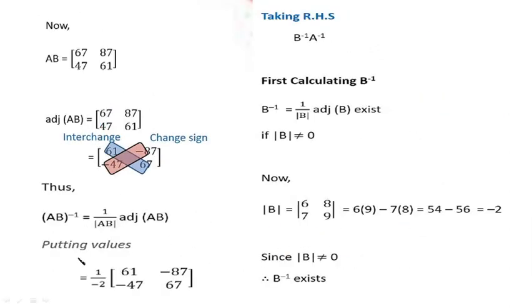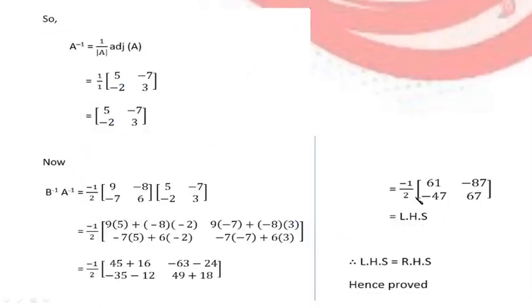Left hand side was this. AB whole inverse is equal to 1 upon minus 2, 61 minus 87 minus 47 and 67. And now what we are getting, the same thing. Minus half, 61 minus 87 minus 47 and 67. So LHS equal to RHS, hence proved.